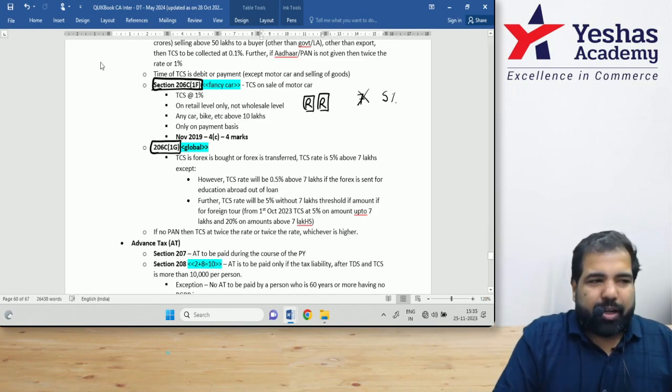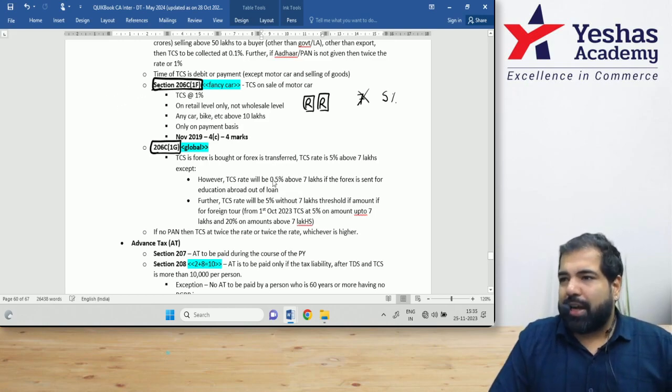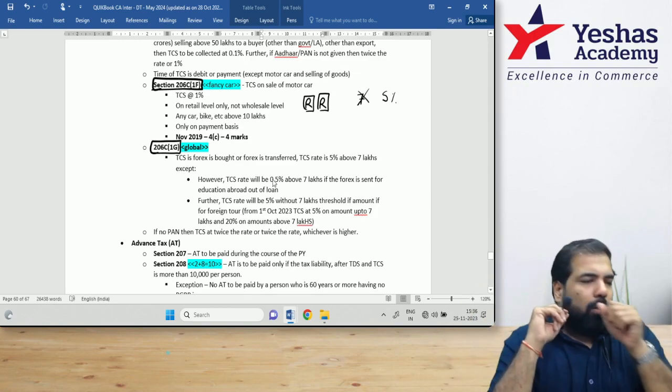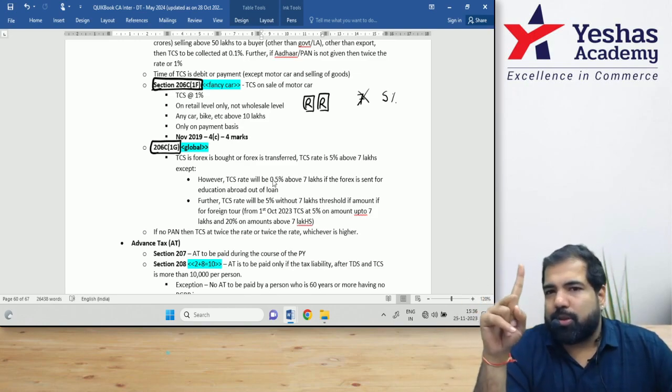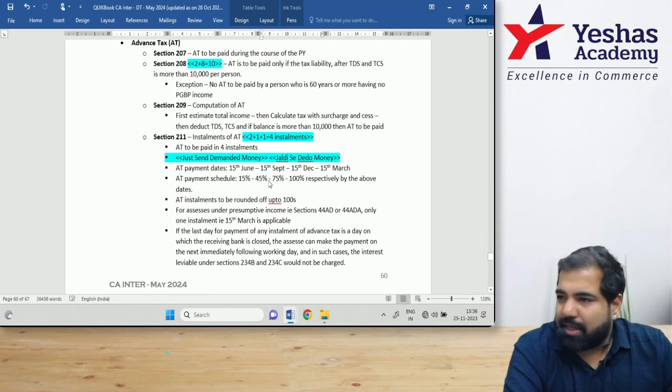Yes, we missed some TDS section. One was 194S. Remember speculation? Where you buy a cryptocurrency, in that case a virtual digital asset, not on buying but on selling, if it is more than 50,000, the person will deduct TDS at what rate, guys? 1%.